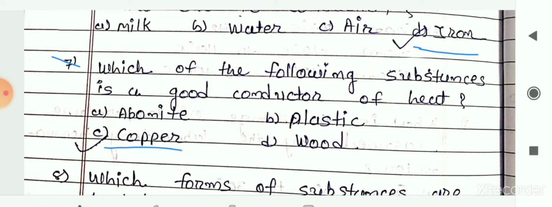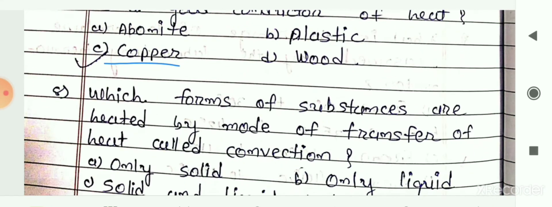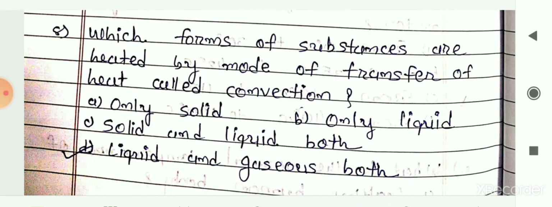Next is, which form of substance is heated by the transfer of heat called convection? In which substance does the transfer of heat take place by the process of convection? So the options given to you are only solid, only liquid, solid and liquid both, or liquid and gaseous both. So your answer is option D, that is liquid and gaseous both. In liquid and gaseous substances, the heat transfer takes place by the process called convection.